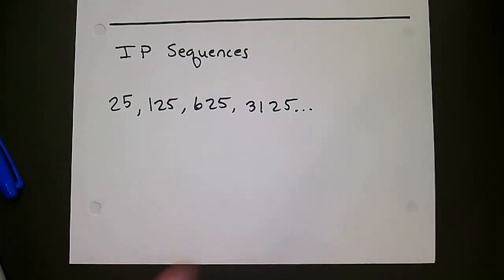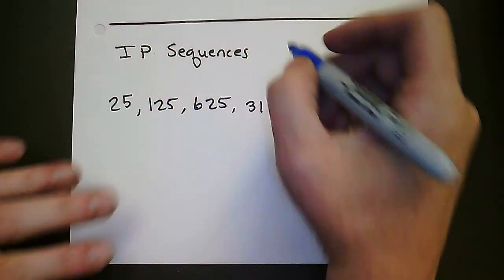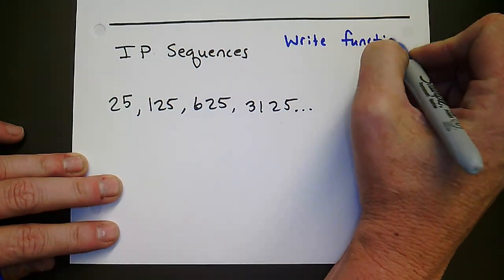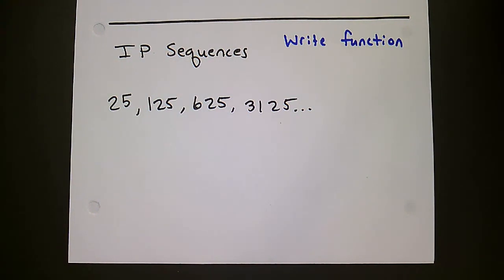Okay, we are looking at IP sequences, and this was one of the problems that you had. You had a sequence, right? And we're supposed to write the function. So we want to figure out what the function is. Write the rule, write the function. So we have only talked about arithmetic and geometric sequences, and that has to do with their growth.